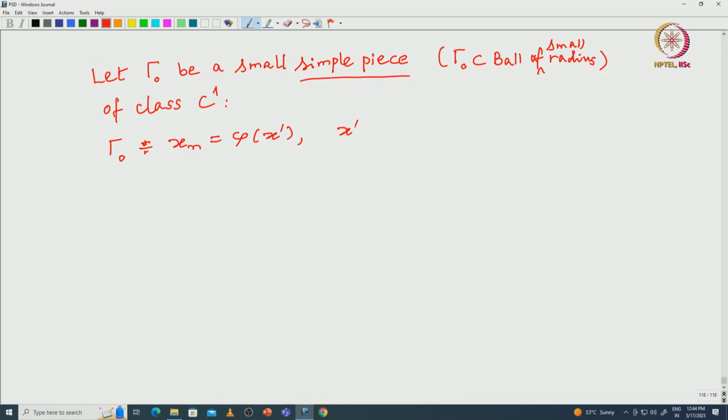So, x prime is in D. So, this is the projection of gamma 0 onto this plane, x n equal to 0. Okay. So, this we did elaborately when discussed the trace, and phi is a C1 function defined on this closure. Okay. So, that is what class C1 refers to.